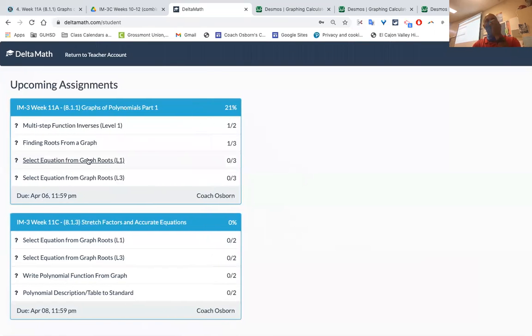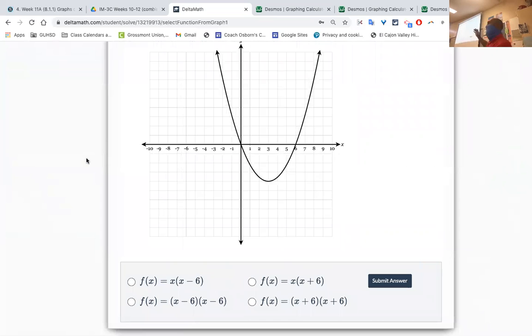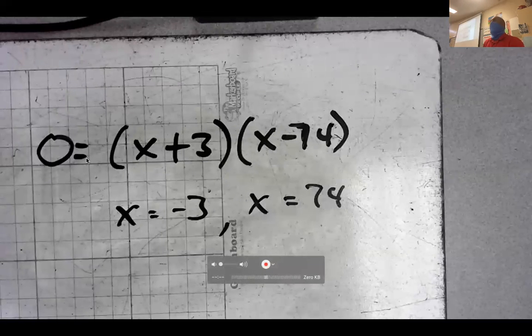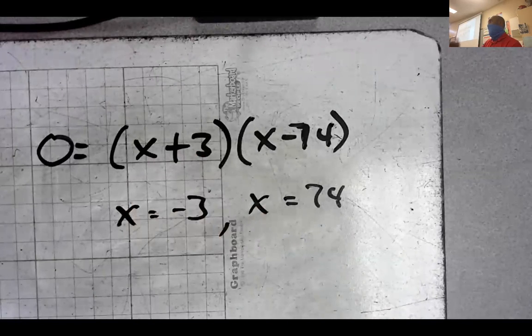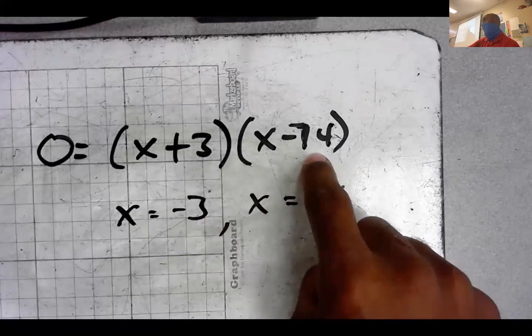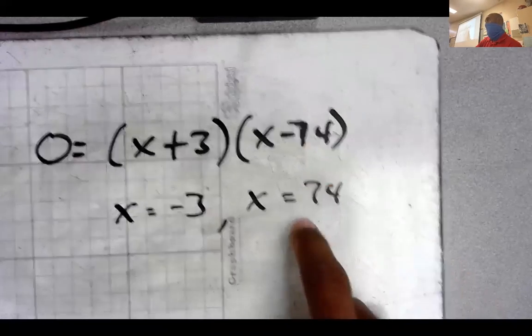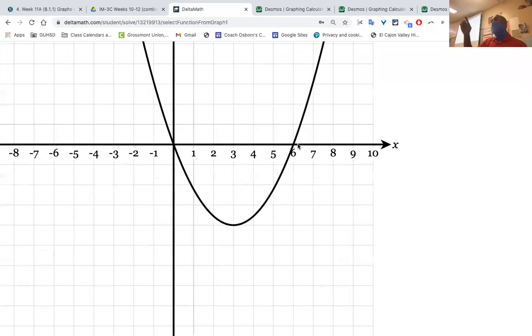Okay, so let's go back. Now let's look at select the equation. So now what it's doing is asking you to tell me the equation based on what you see on the graph. And what we're doing is looking at the roots to determine that. Now let's go back here. You told me that if you see x plus 3 in the equation, that means on the graph, it'll cross at -3. Or if it's x minus 74 in the equation, that means on the graph, it goes through 74. So if I'm looking at this graph, if it goes through +6, what should I expect in the equation?